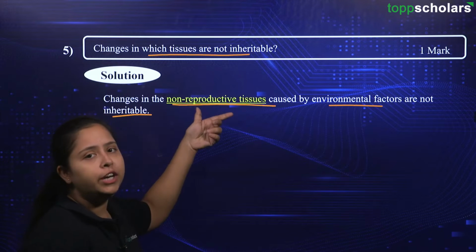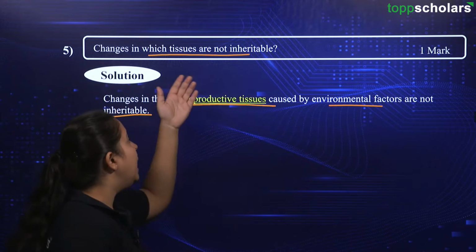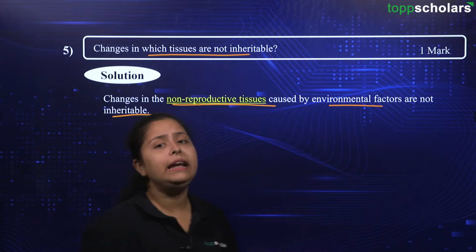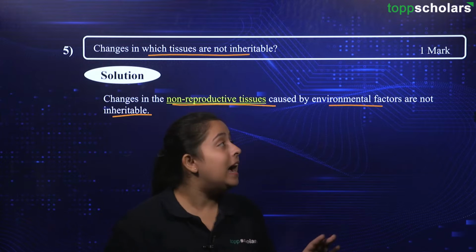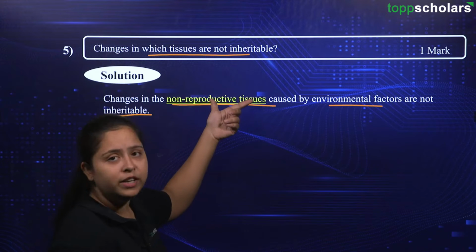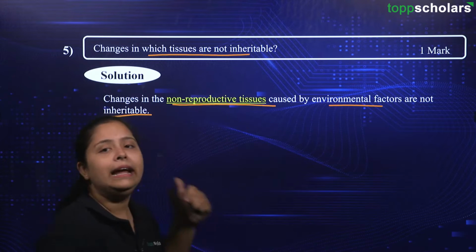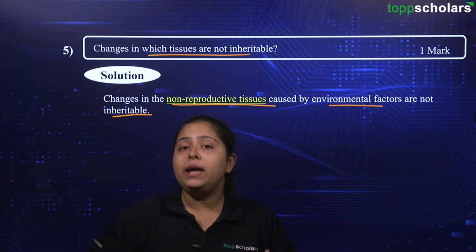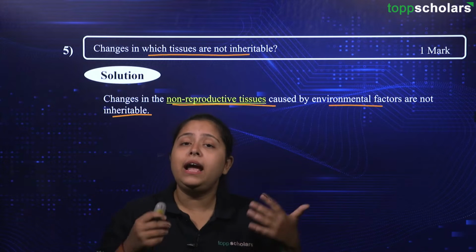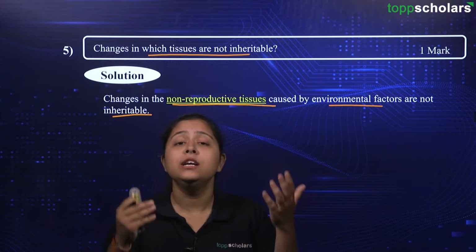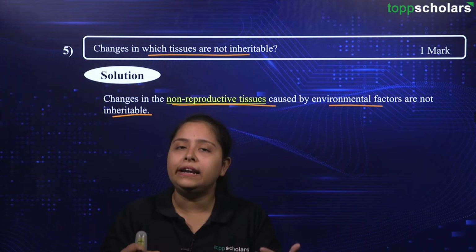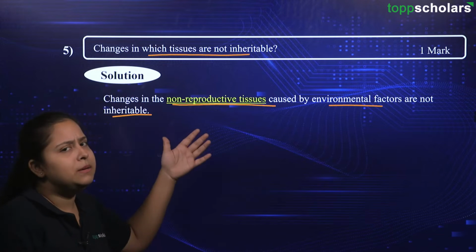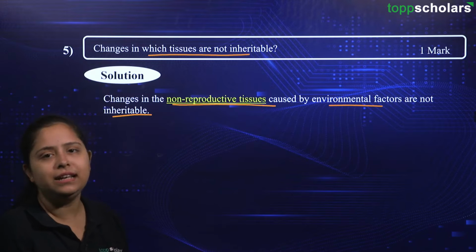Those things will not be inherited by the future generation, okay, because these changes are happening in the non-reproductive tissues. So, I can form another question as well: changes in which tissues are actually inheritable? Then you will say that changes in reproductive tissues are inheritable. Okay, that means whatever changes are made when an individual is forming their gametes will be inherited by the future generation. Alright. So, answering such a simple question will give you 1 mark easily in your paper.